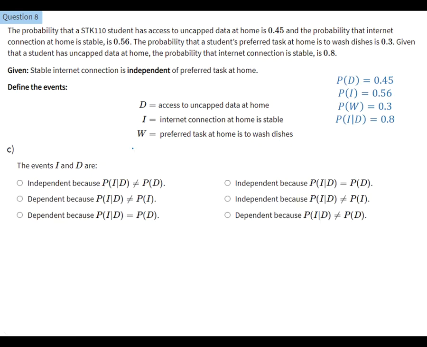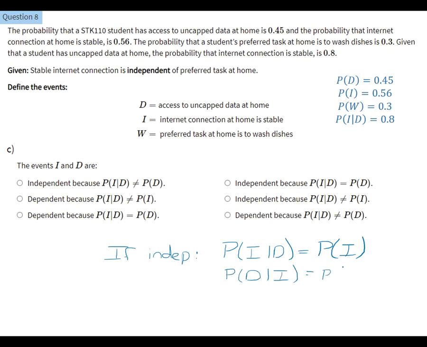Now, the last question, events I and D. We've already said it makes logical sense that they're dependent, but let's go check that. For them to be independent, let's just write that down. If they are independent, what we expect to see is that the probability of I given D is equal to probability of I. We could also check if the probability of D given I is equal to probability D. We could check if the probability of I intersecting with D is equal to probability I multiplied by probability D. Now, if we look at our given information, it's always safest to use whatever is available to you in the easiest way possible, where you haven't done any calculations, so that if you did make a calculation error, it doesn't impact this answer.